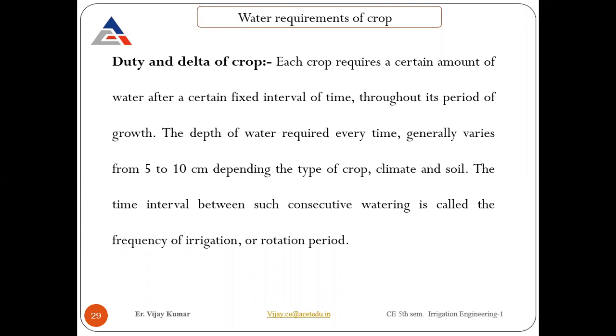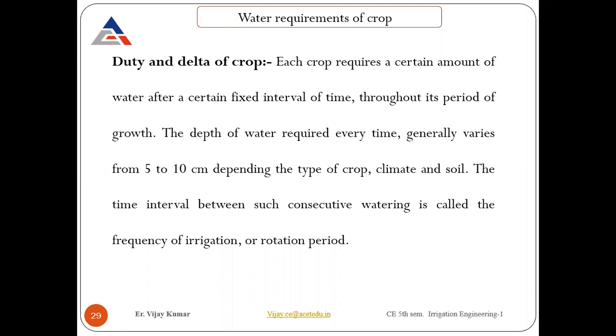Each crop, as I just explained to you, requires a certain amount of water at a certain interval of time throughout its complete growth. Suppose every time you require some amount of water, like 5 to 10 centimeter, depending upon the crop, climate and the soil type available on the land where the crop is growing. So if you are putting the water every time, 5 to 10 centimeter of water is required to complete the base period. How much delta means how much water is required for complete growth of that plant.